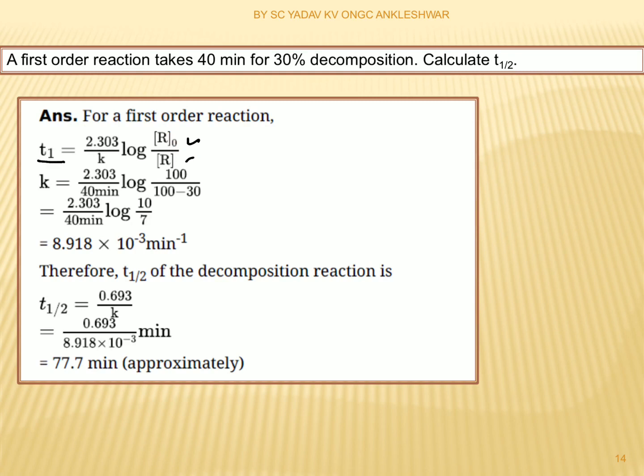Just see, for a first order reaction, t1 is equal to 2.303 by k log R0 by R. Why is it written t1? Because we are just taking the first time. Then the value of k we will calculate: log 10 by 7, then log 10 is equal to 1 minus log 7. So when you calculate it, you will get 8.9818 into 10 to the power minus 3.